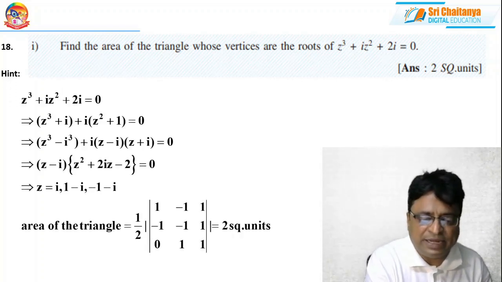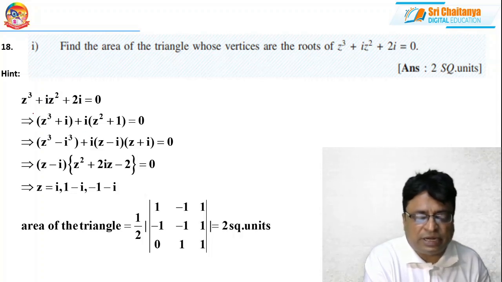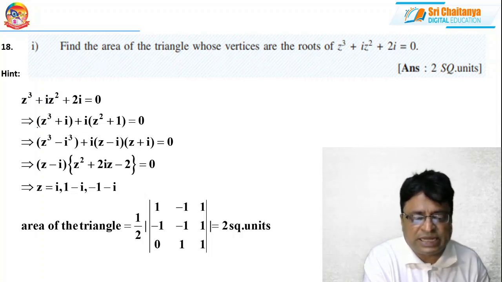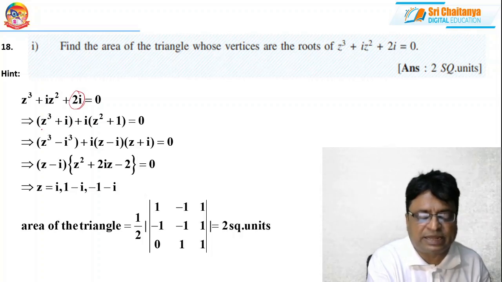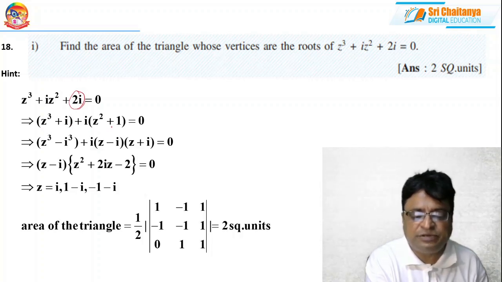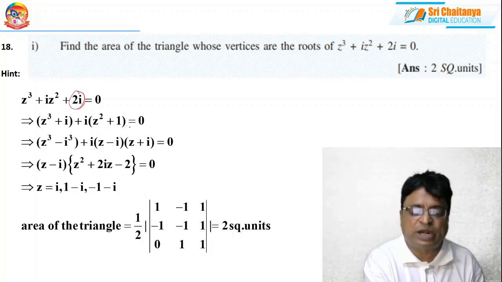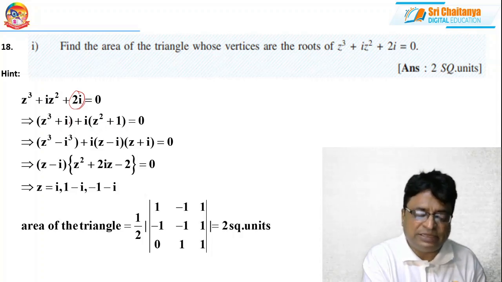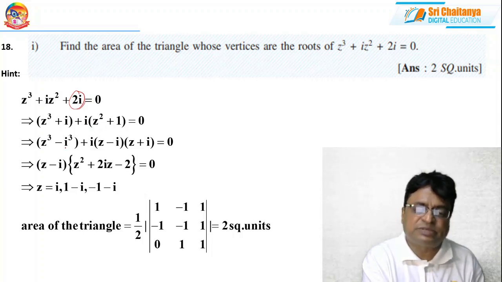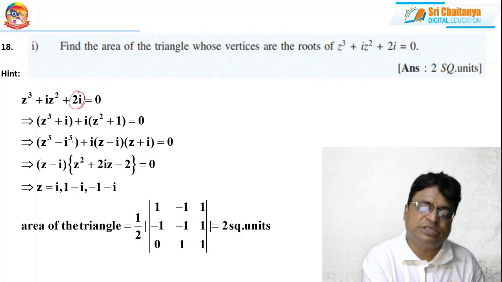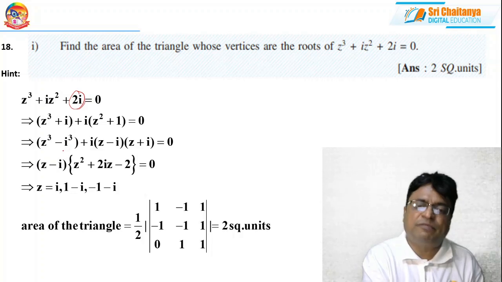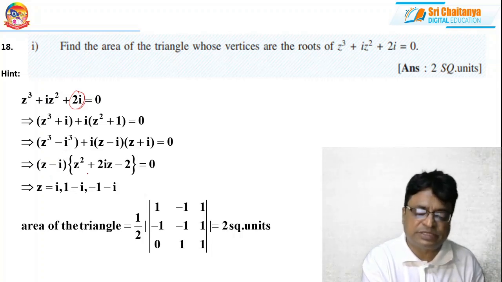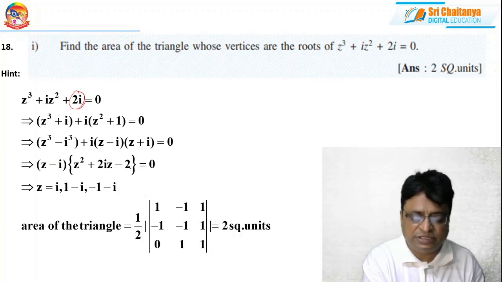See, I am taking this 2i and I can write that as i plus i, and this I can write as z cube plus i plus i into z square plus 1, and this I can again write as minus i cube, because minus i cube is nothing but plus i. The reason is very simple, because this is in the form of a cube minus b cube, therefore I can write it as a minus b into a square plus ab plus b square.